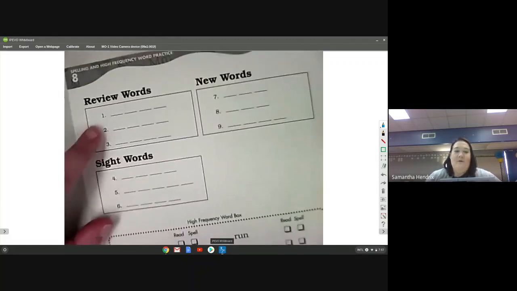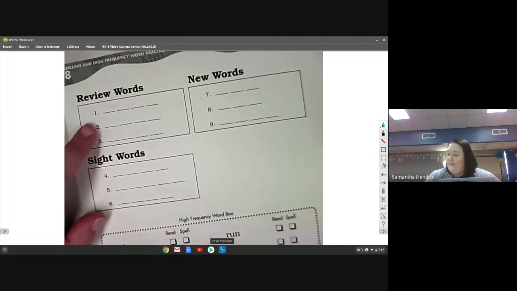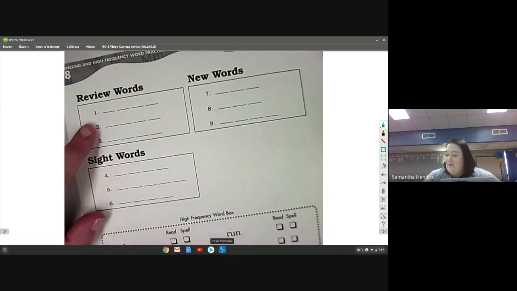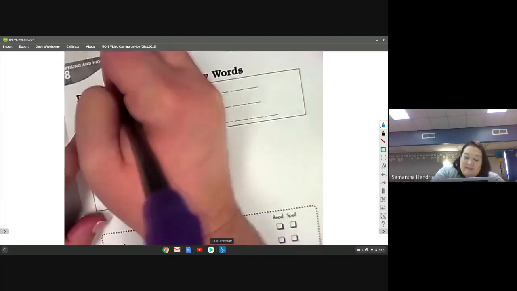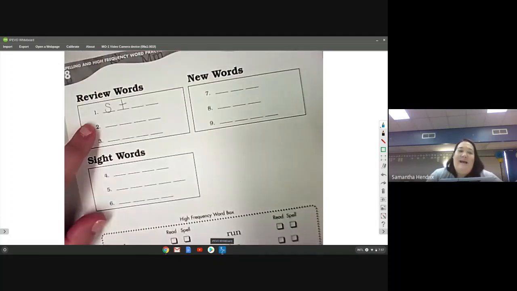Put your finger on number 1 under review words. Okay. We're going to try it. I want you to spell step. Step. So we have a blend at the beginning. St. What 2 letters say st? S, T, E, P.